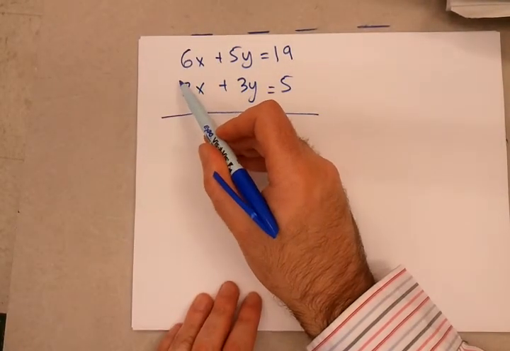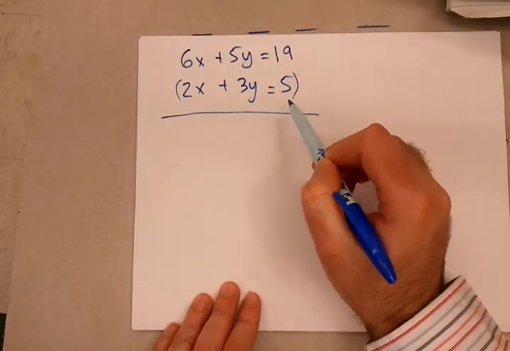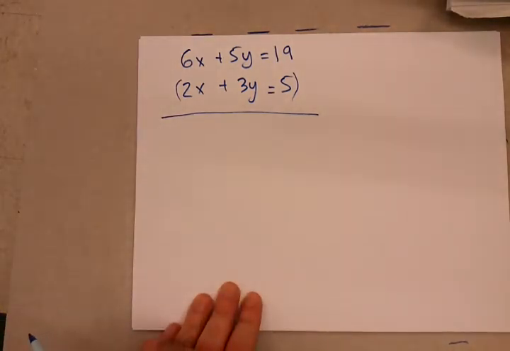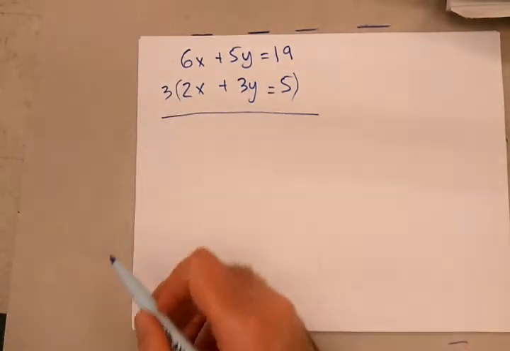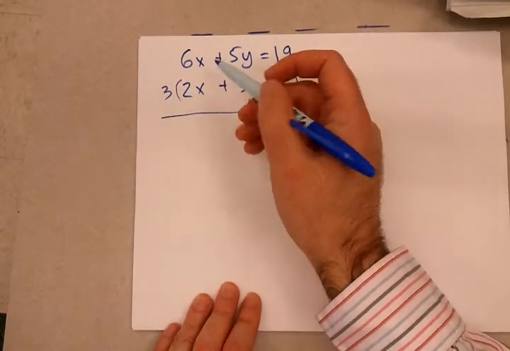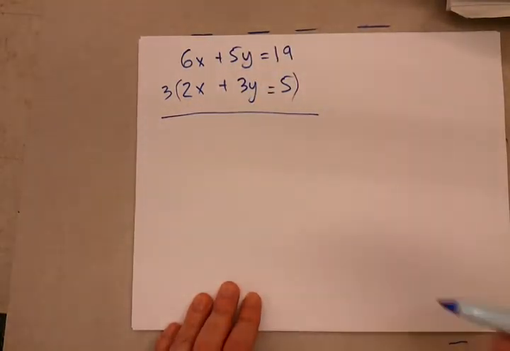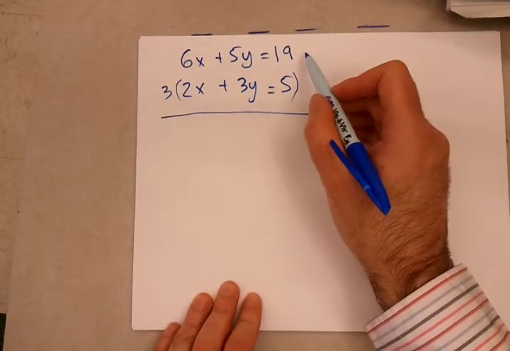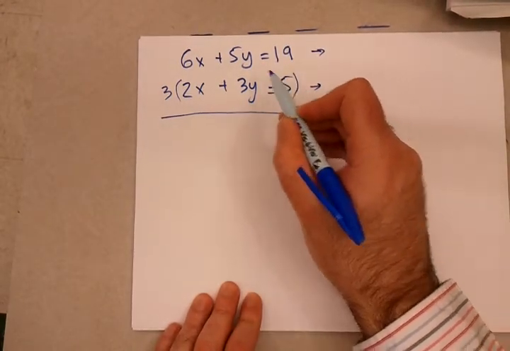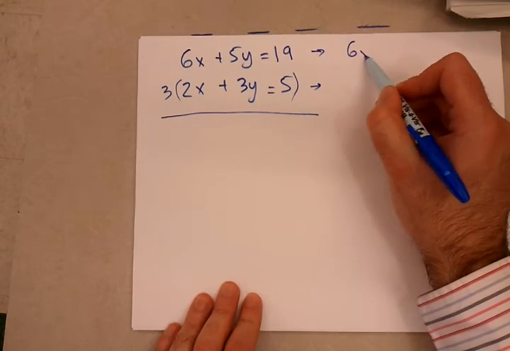So we're choosing to modify the bottom equation for the x. So we're going to multiply everything by 3 because 3 times 2 gives us that 6. And if they're both 6x's, we can eliminate. So I'm just going to rewrite the top equation right here.